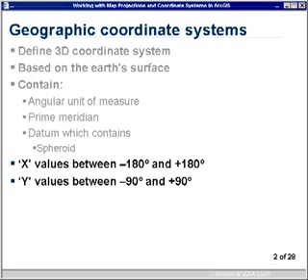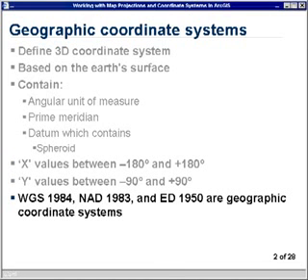Because almost all geographic coordinate systems use degrees as the angular unit of measure, the x or longitude values will range between minus 180 and plus 180 degrees, while the y or latitude values will range between minus 90 and plus 90 degrees. Some examples of geographic coordinate systems include WGS 1984, NAD 1983, and ED 1950. These are just examples. You don't need to remember these. I just wanted to give you some samples so you can see what the terminology is.